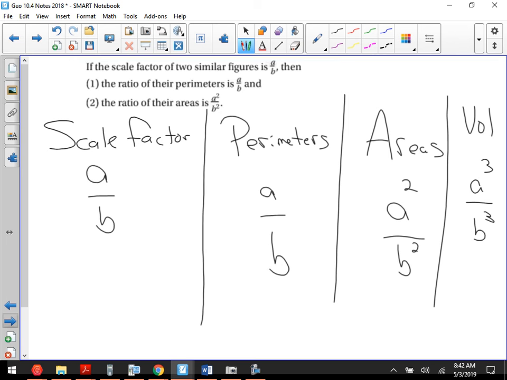So we write these out here also. If your scale factor is in the ratio of A to B, that means your perimeters are in the ratio of A to B, which means your areas are in the ratio of A squared to B squared. And like I said, we'll get to volumes later. Okay.